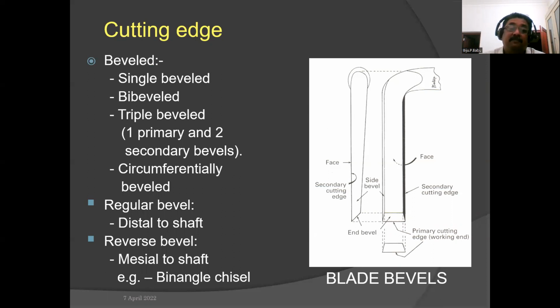And you have the triple bevel. That means at the front end you have the primary bevel, and on both sides of the blade you have the secondary bevel. It's called the triple bevel instrument. And if you have a bevel all round a circular blade, it's called a circumferential bevel, like in the spoon excavator. Usually in an instrument, if you have a regular bevel distal to the shaft, you call it a regular bevel, and if it is mesial to the shaft, it's called a reverse bevel, as in the binangle.